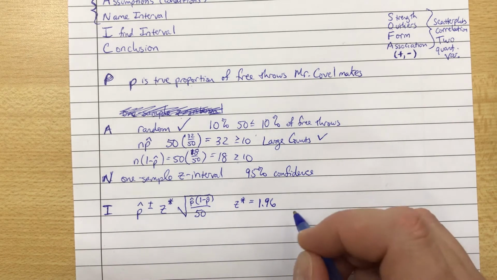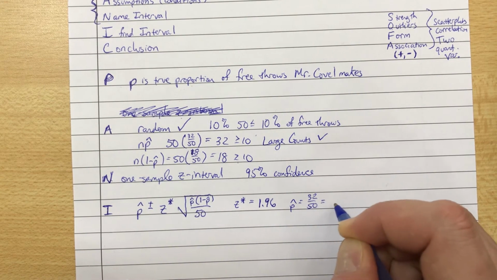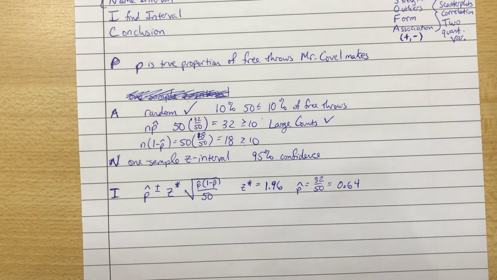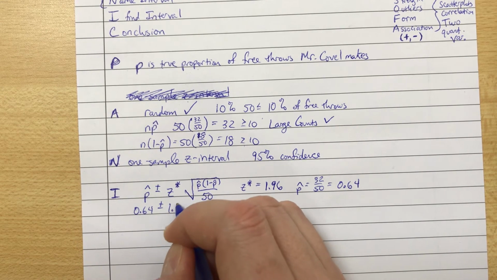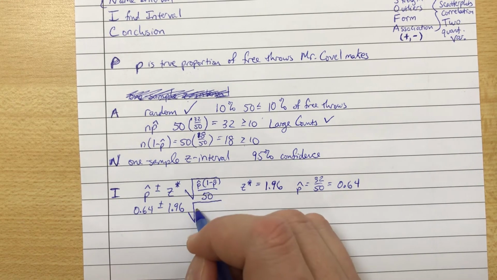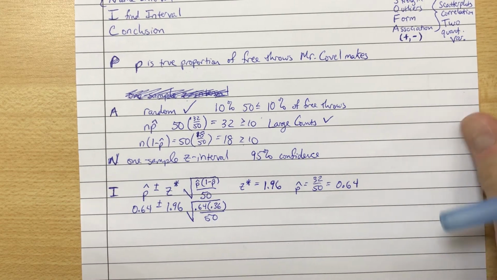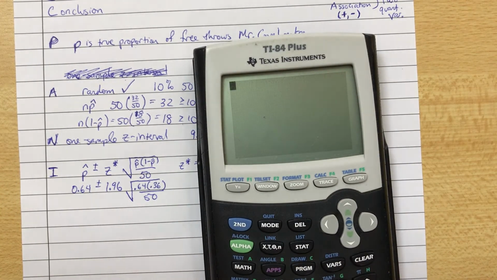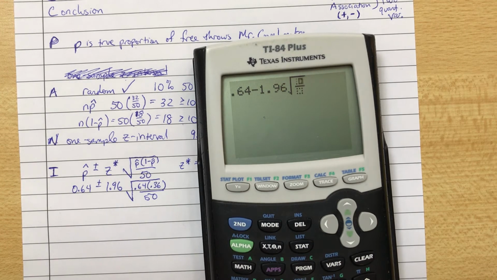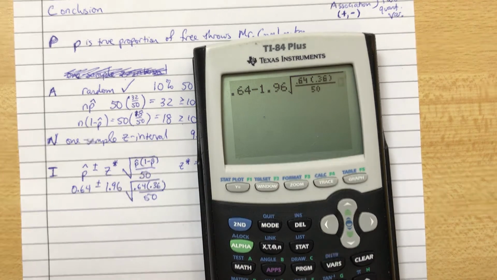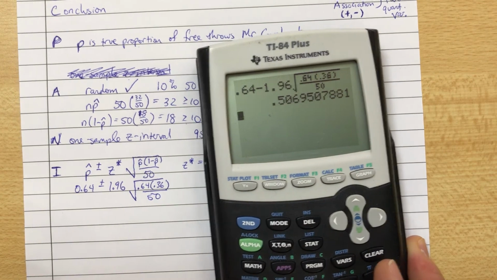So there's our critical value. We already know that p hat is 32 over 50, which is 0.64. So now we can do 0.64 plus or minus the critical value, 1.96, times the square root of 0.64, and 1 minus that is 0.36, divided by 50. I can use the calculator now. I'll do 0.64 minus 1.96 times the square root of 0.64 times 0.36 over 50, equals 0.507.